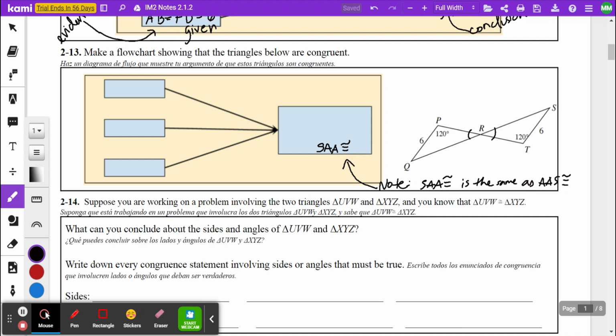And our congruence statement will be, I'm going to start with angle Q. Triangle QPR is congruent to triangle. If I started with Q, now I have to start with S. Go to the 120 degree angle T, R, by side, angle, angle congruence. This is my conclusion. I need my evidence.